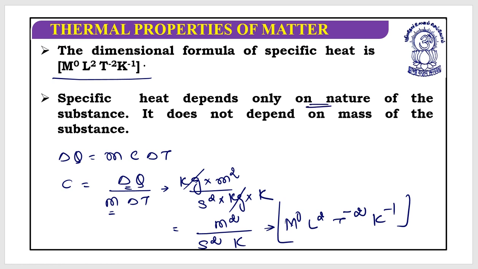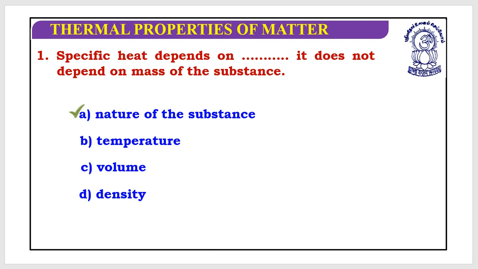So this is the dimensional formula of specific heat. The specific heat depends on the nature of the substance, and it does not depend on the mass of the substance. I hope this is clear. Is it clear? Are you sure? Now let's look at certain quick questions.